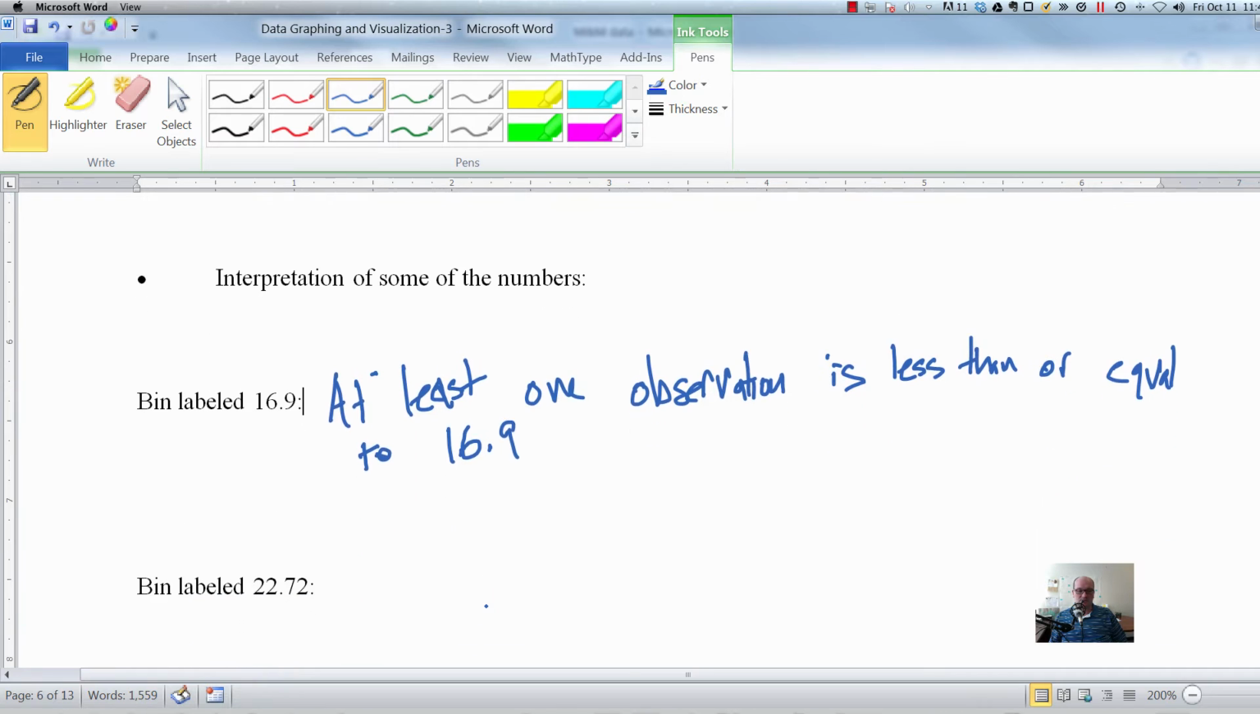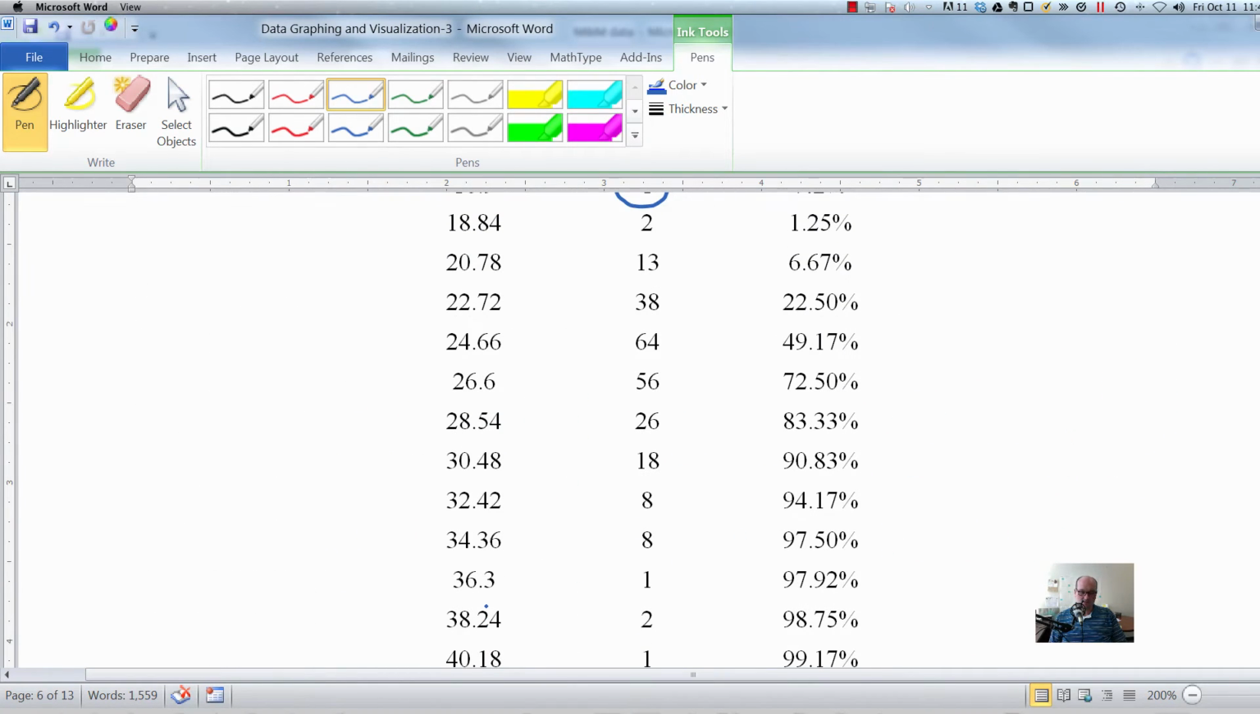This question is, with bin label 22.72. Let's look at that one. So we've got a 38 right here. What does that 38 mean? Well, that means there are 38 observations, 38 pizzas, that are greater than 20.78 and less than or equal to 22.72. Greater than the one above it and less than or equal to the one below it. So it could actually equal 22.72, but it's in between these two. That's really what it means, including this one.